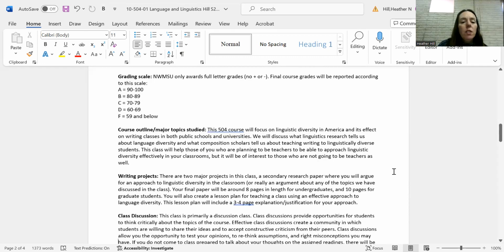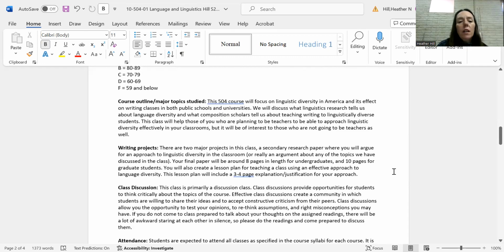Grading scale, of course, is just like that. So I've already basically covered the course outline, but I'll just read this anyway. This 504 course will focus on linguistic diversity in America and its effect on writing classes in both public schools and universities. We will discuss what linguistic research tells us about language diversity and what composition scholars tell us about teaching writing to linguistically diverse students.